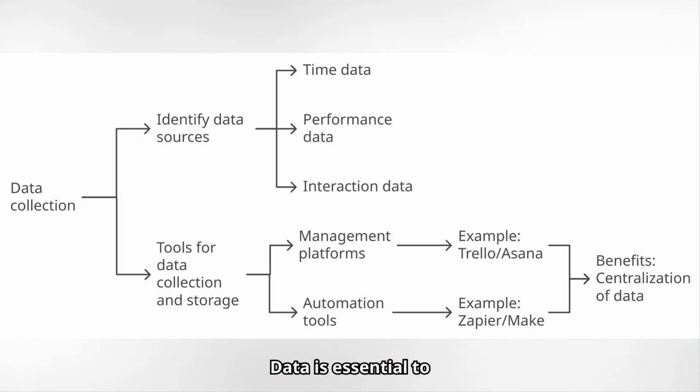Data is essential to creating an accurate digital twin. The image details how to integrate data from platforms like Trello, Asana, or time tools like Toggl. Use tools like Zapier or Make to automate the transfer of data between systems. This centralizes information and facilitates analysis.